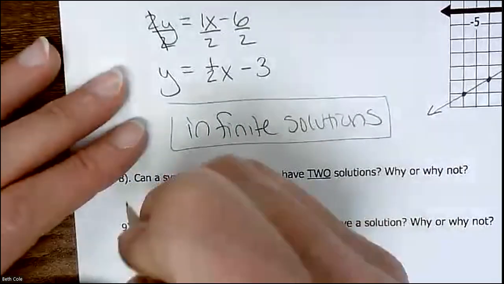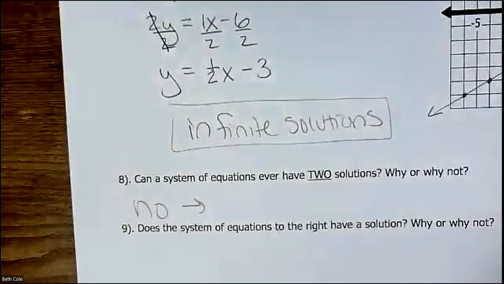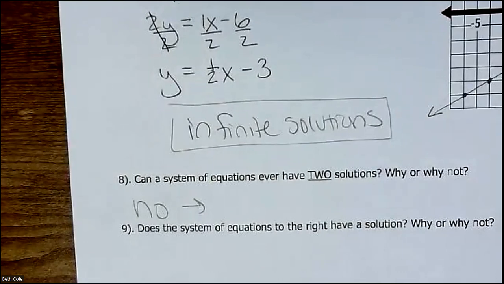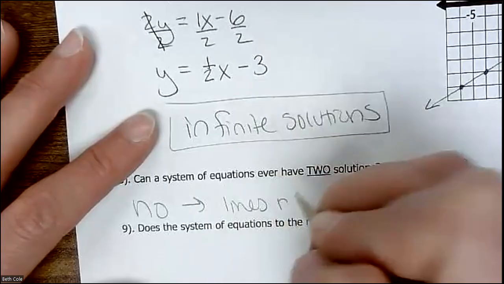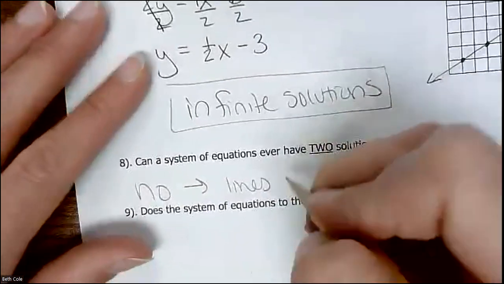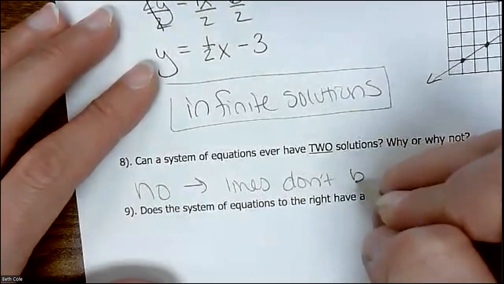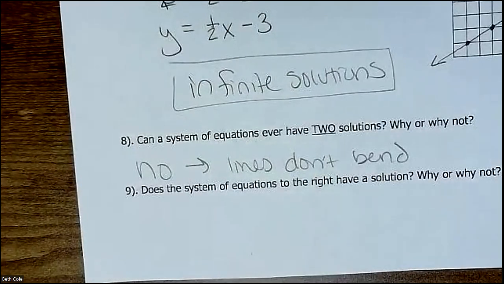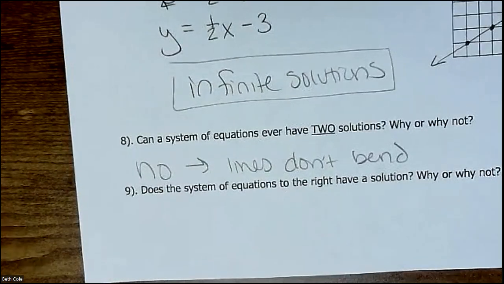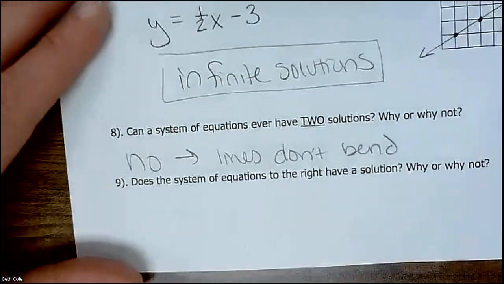Because the lines don't what? Why is it no? Because a line is what? Yeah, it's straight, right? It doesn't bend. Lines do not bend. So you can't curve around and get that second solution. They go straight, they go on forever. So they can intersect once, they're never going to curve. It's never going to turn and give you another answer.